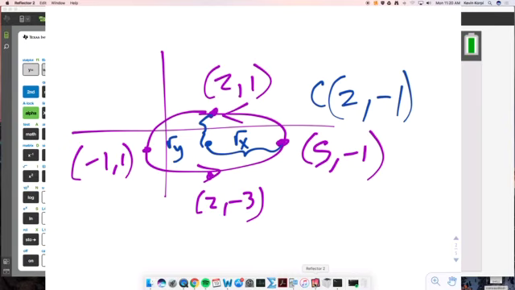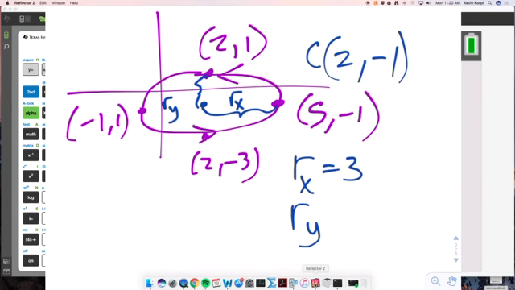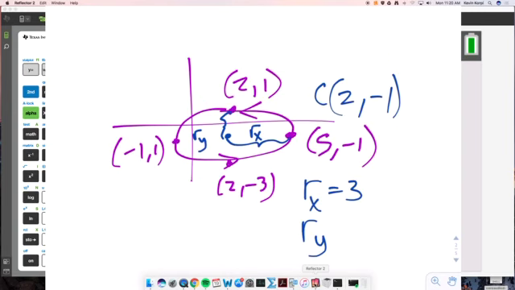From there, you can easily figure out the radius, which is just half the total distance. So from 2 to 5 and from 2 to -1 is 3 units. So the x radius is 3. And the y radius is the distance from -1 to 1 or from -1 to -3, which is 2 units.